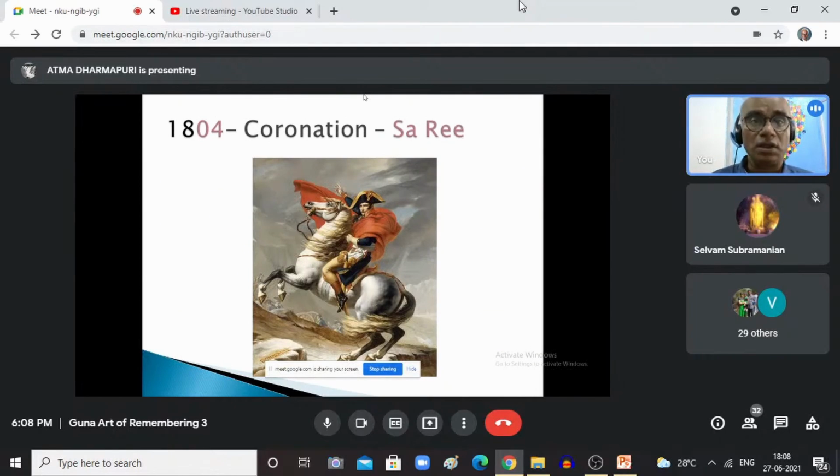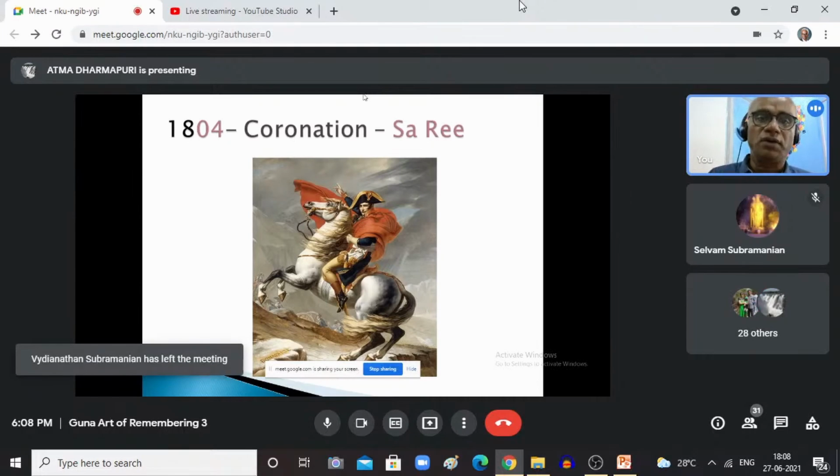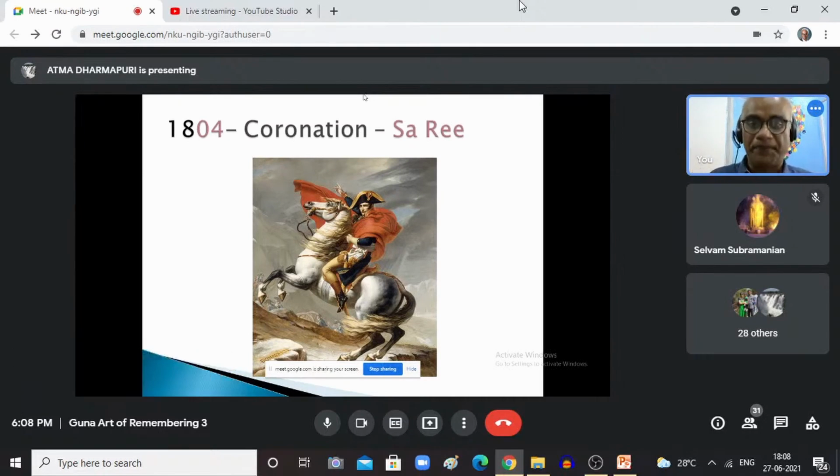And 1804, the coronation of Napoleon Bonaparte, has happened. And for that, 0 means S and 4 means R. So you can form a sari. During the coronation, Napoleon wore a sari. Sorry, that way you can form a story.